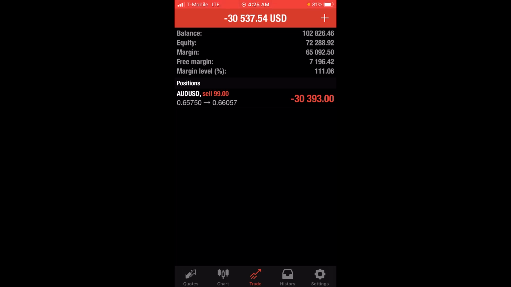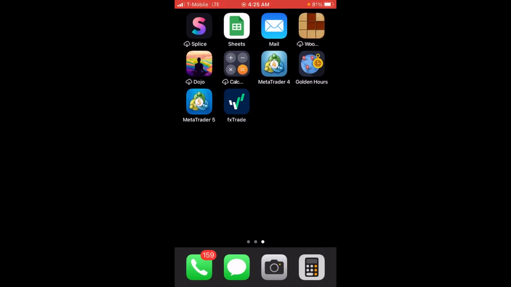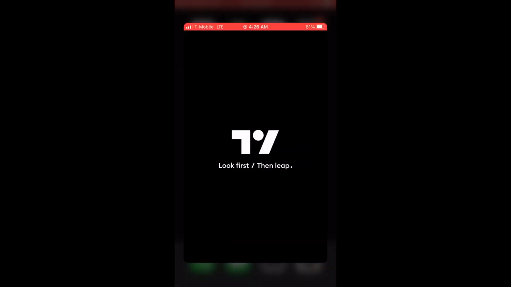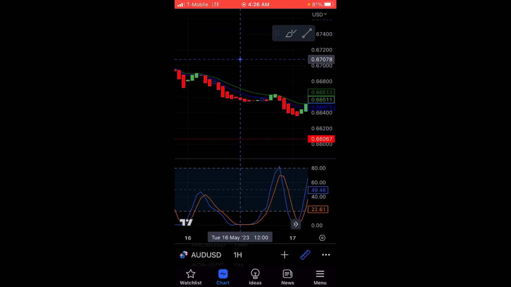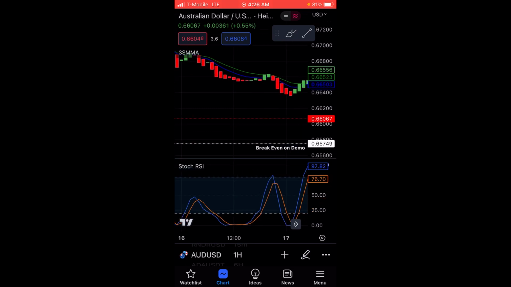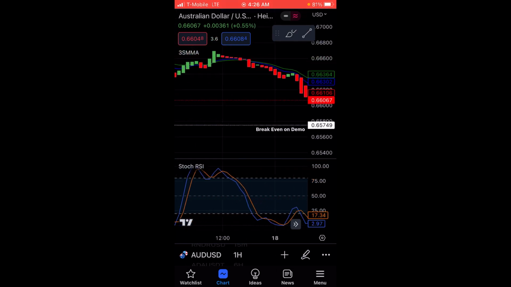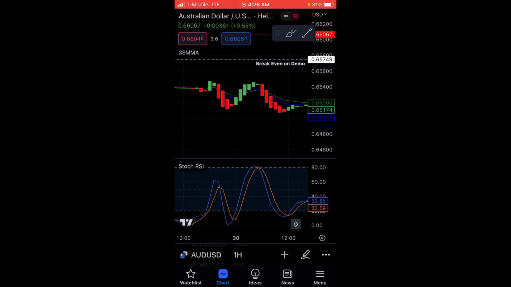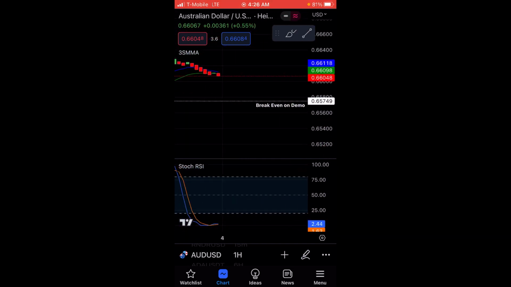I got in at, no, this is the Australian dollar here. I got in at 0.65. Let me show you that on the chart. And let's go to the Australian dollar. Okay, so I got in right here. I marked it here. Let's go back. So I got in right here where it says break even on demo. This is where I got in.